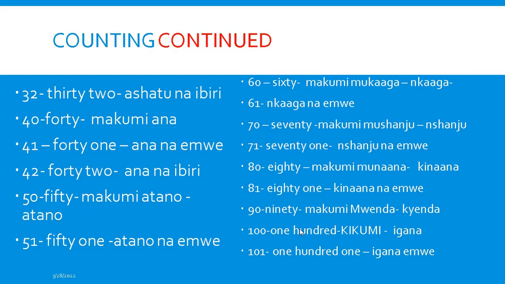Got 80, makumi munana, or you can call it chinana. 81, chinana na emwe. 82, chinana na ibiri. 90, makumi mwenda, or you can say chenda. Chenda n'emwe, chenda ni ibiri, chenda ni ishatu. We have 100, chikumi, or you can call it igana.